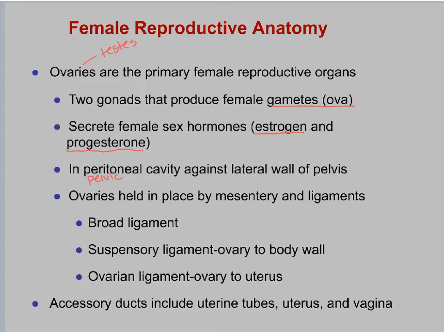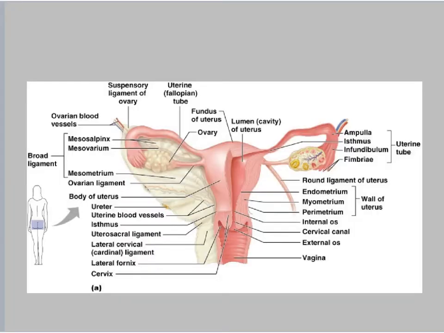And the ovaries are held in place by mesentery, so that's a double sheet of serous membrane, remember? And then ligaments. Now, these aren't ligaments like we've learned about in the beginning of class. They're not ligaments that connect bone to bone. These types of ligaments are connective tissue structures that anchor one structure to the next, but not bone to bone. And I'll go over those with you in a sec.